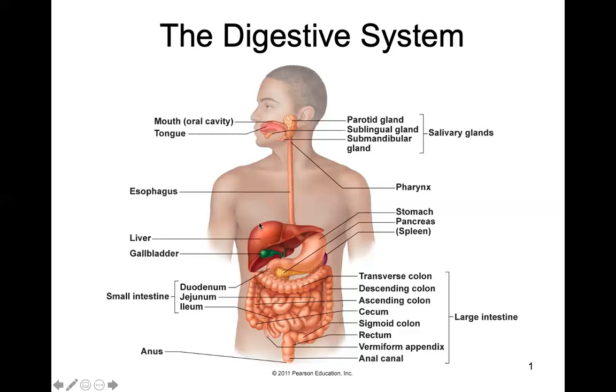On the right-hand side, underneath your diaphragm, you have this large organ called the liver, and tucked in underneath the liver, you have the gallbladder. And then underneath your stomach, or partially covered by your stomach, you have your pancreas. Now, again, as we go through this PowerPoint, hopefully it will become clear what is the function of each of these organs.